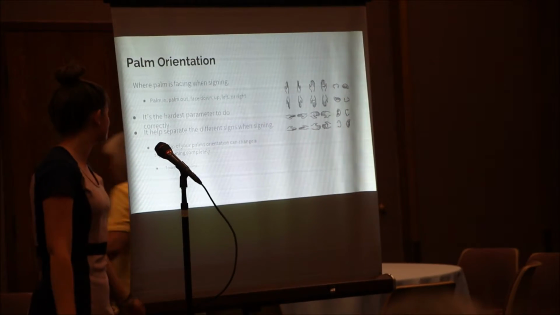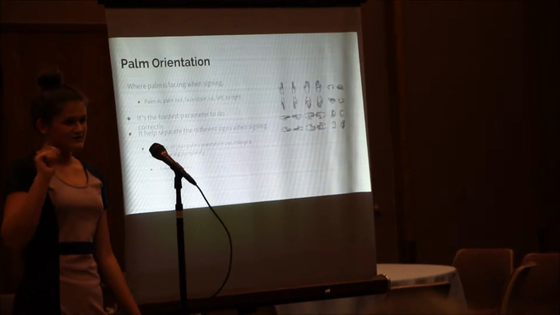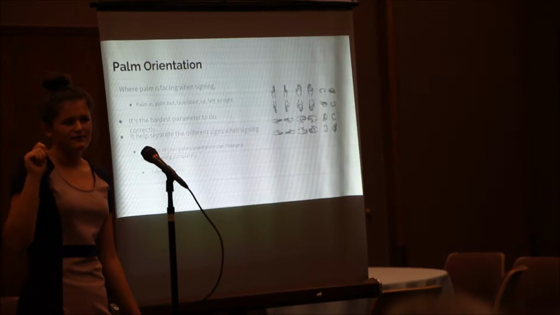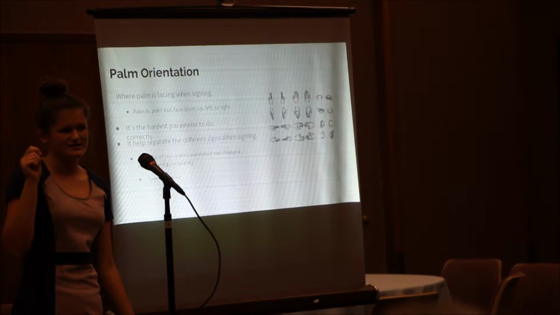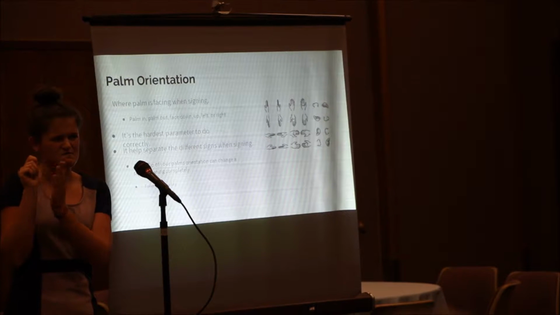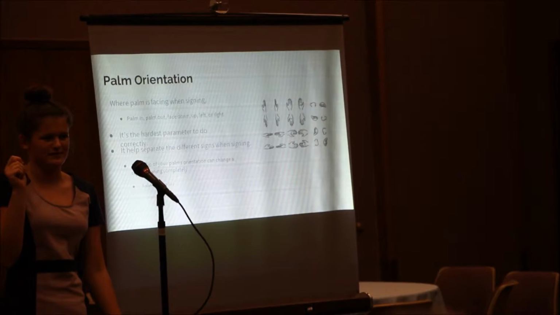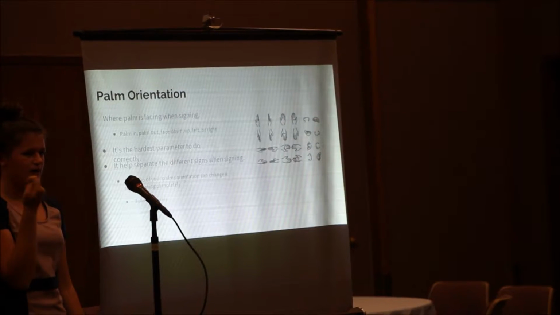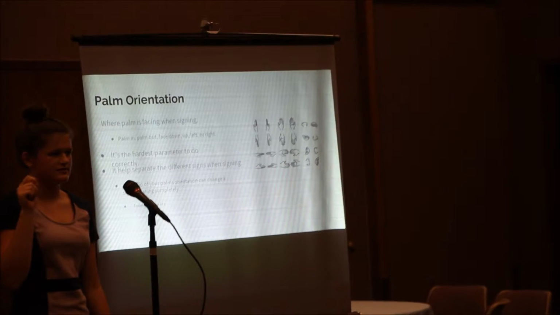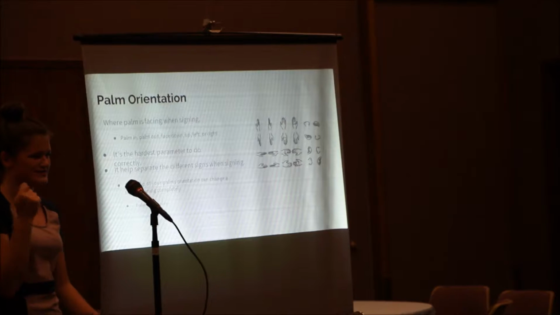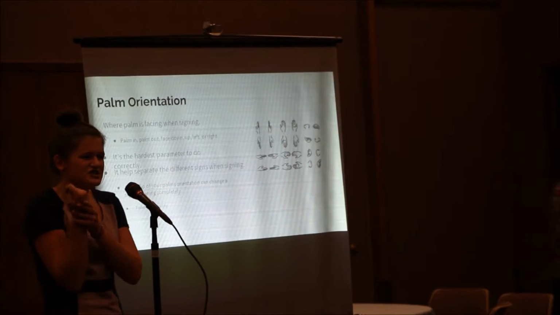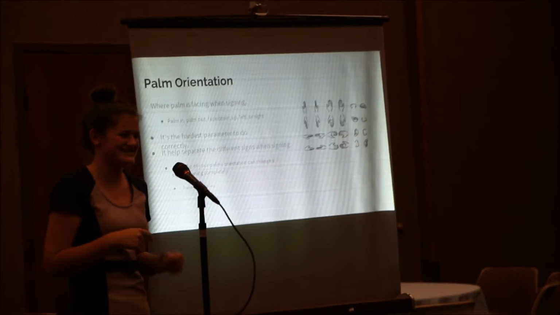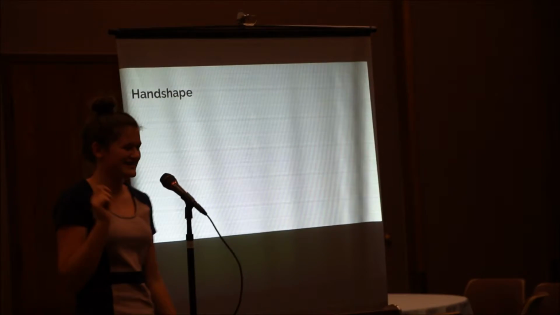For example, the sign for toilet and Tuesday. So this is the sign for toilet, and this is the sign for Tuesday. Now the movement's a little bit different, but if I do the correct movement and still switch it to the same palm orientation, you probably wouldn't be able to get it, Tuesday, toilet. So Tuesday's palm in, and toilet's palm out. Just changing that small thing completely changes the sentence. You're like, I love toilet. No.